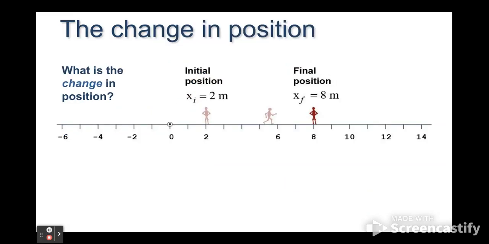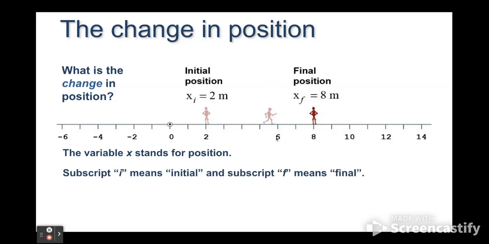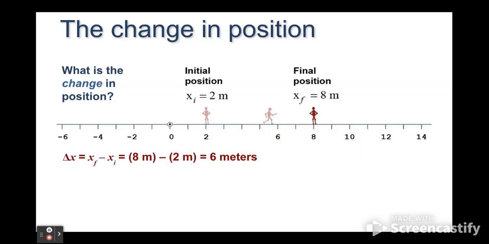So here's a little sample problem that's going to give you a sense of how we approach this. What is the change in position? We're looking at two values given here. First, the initial position, x sub i, which is 2 meters. And then this little dude takes a walk over to the final position, x sub f, which equals 8 meters. The equation for solving for the difference in position is change in x equals x sub f minus x sub i. So we say final position minus the initial position.